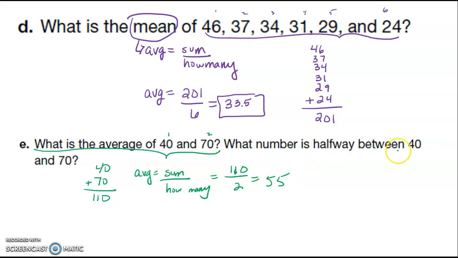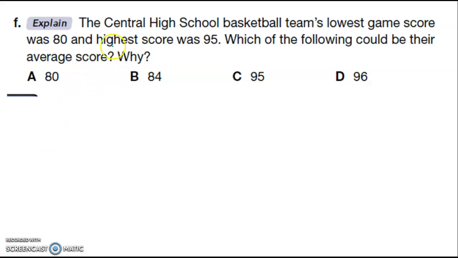And then it says what number is halfway between 40 and 70? It's going to be 55. Okay. And then I think this is the last question.